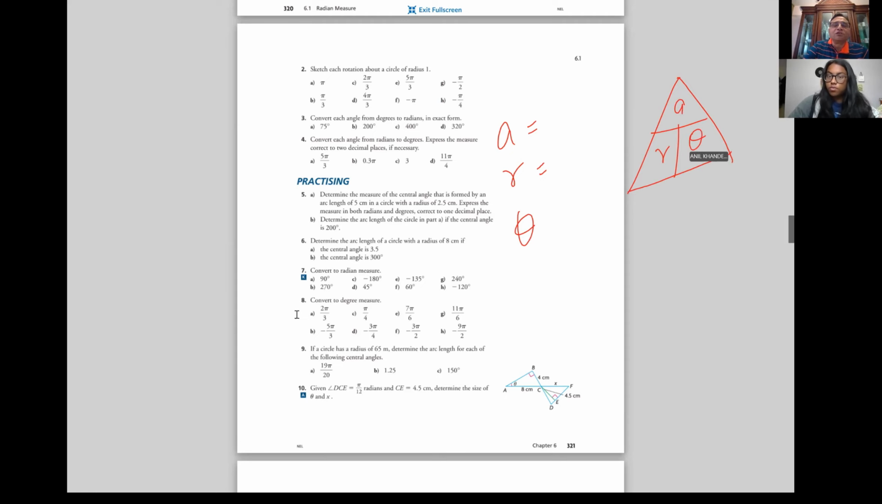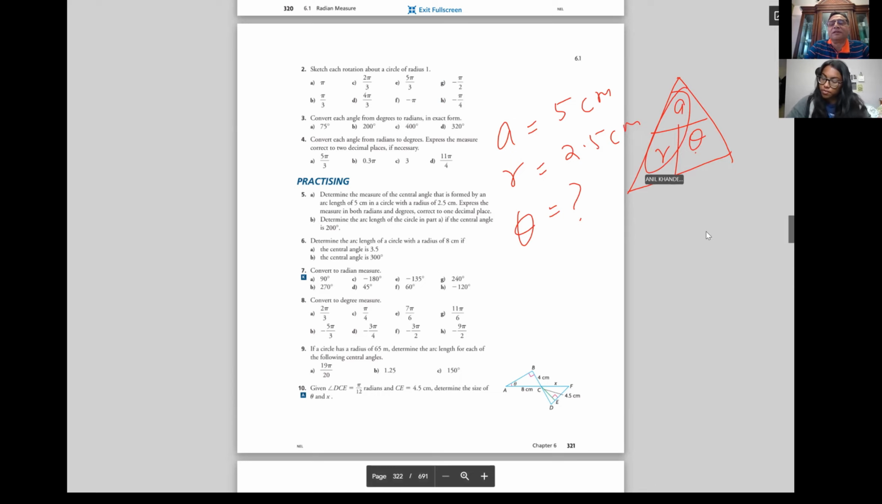Is it okay? So what is given to you? You have to find the central angle that is formed by the arc length of 5 centimeters in a circle of radius 2.5 centimeters. Do you see that? Easy? Yeah. So theta is the ratio of a over r, right? So theta is a over r, just divide and get your answer.